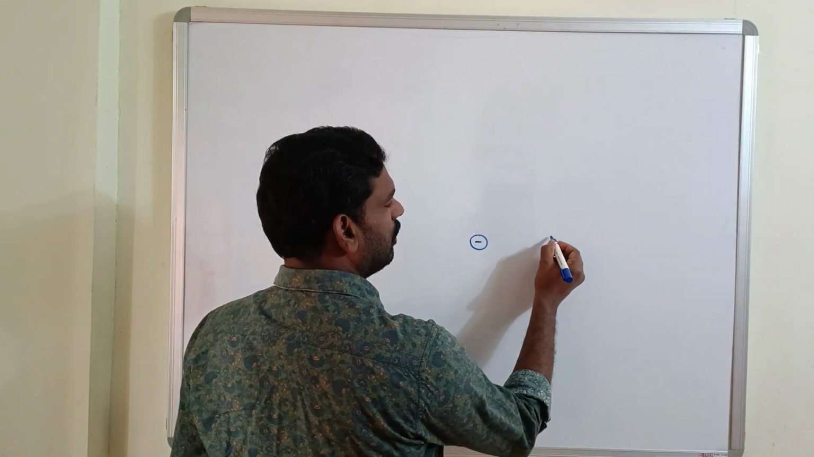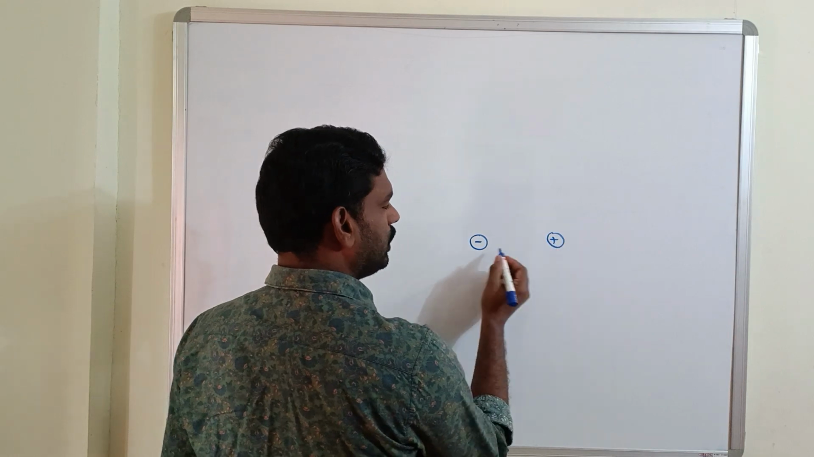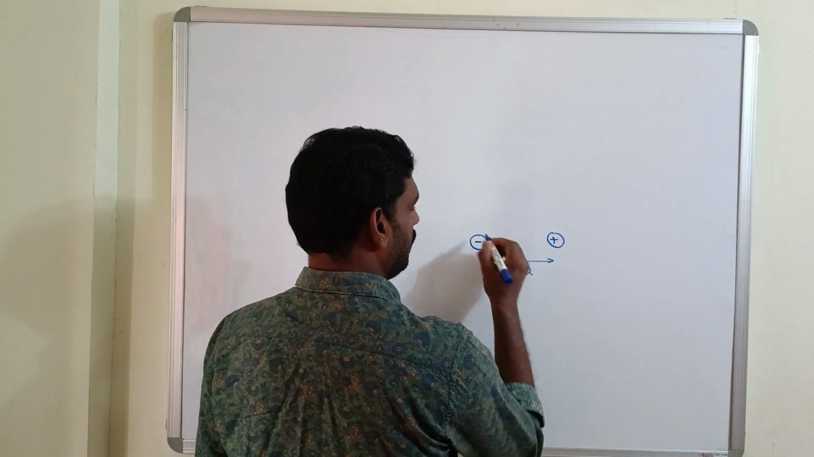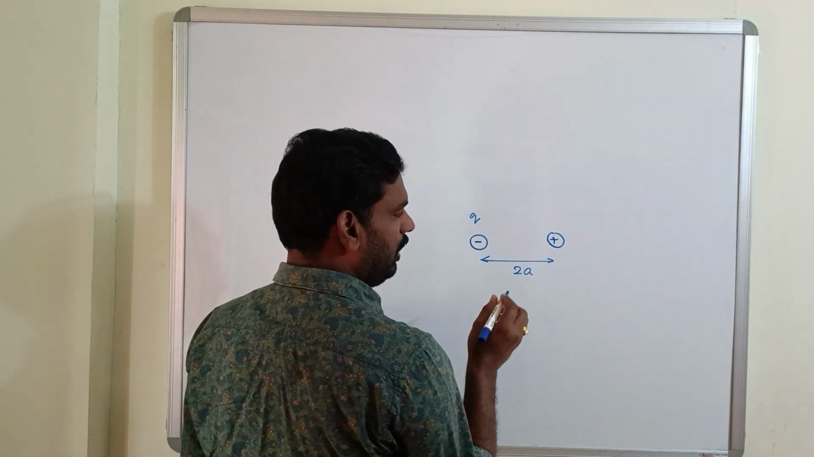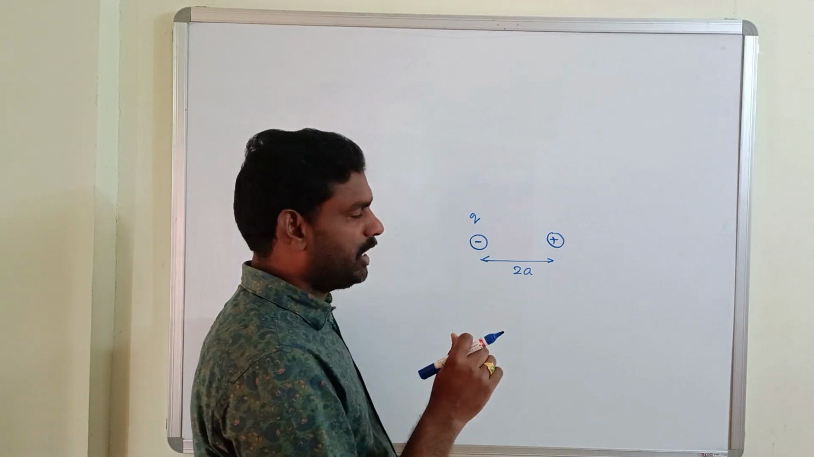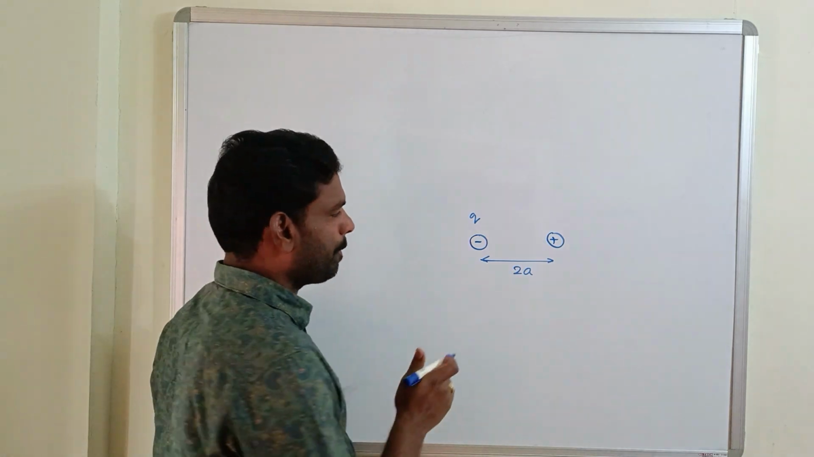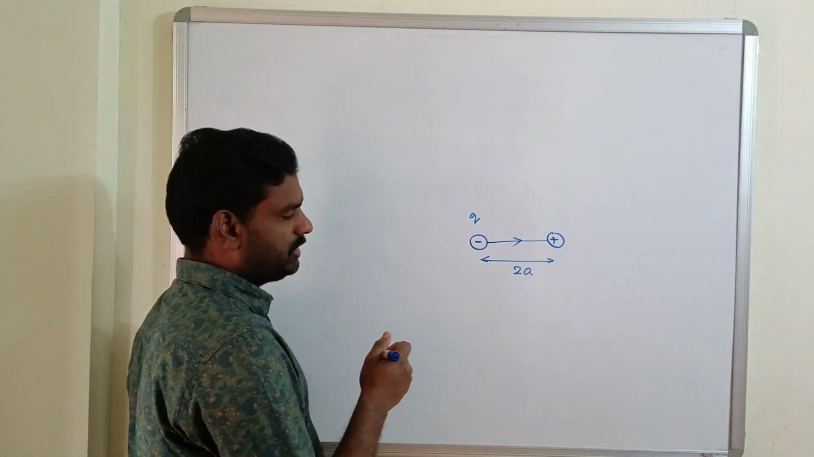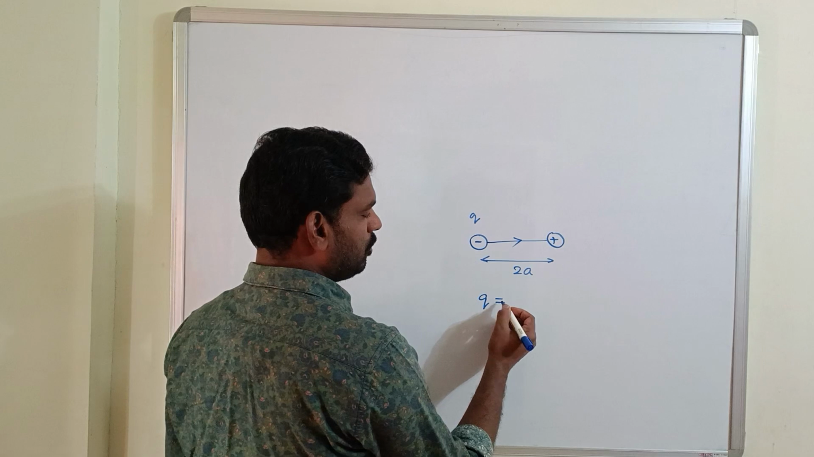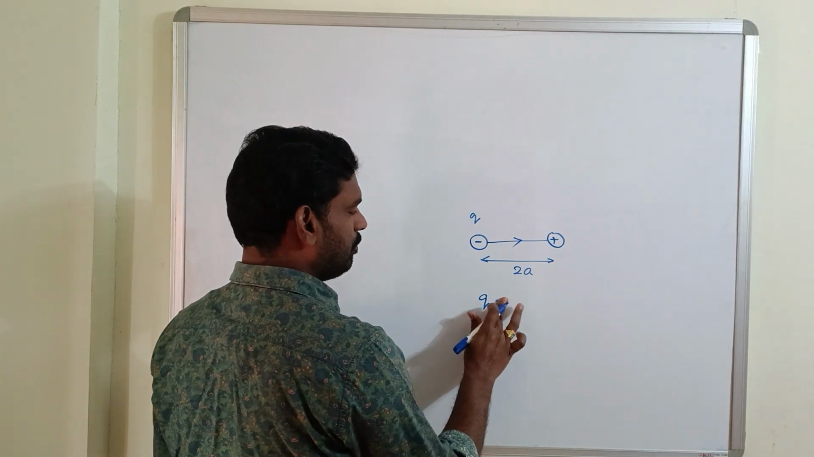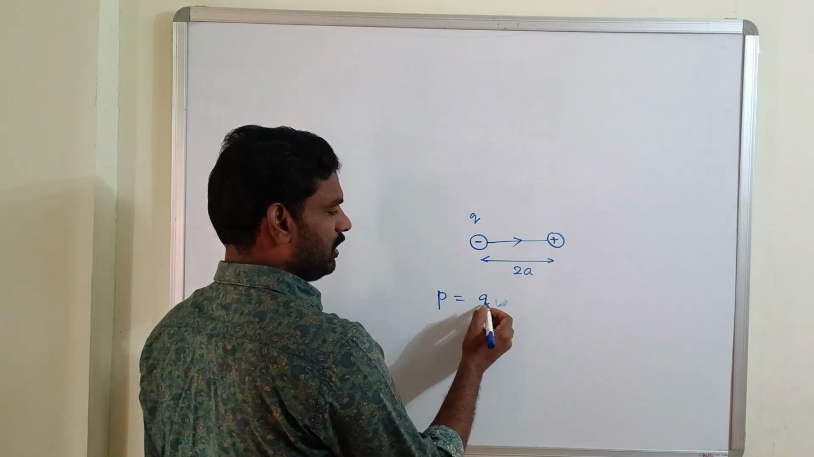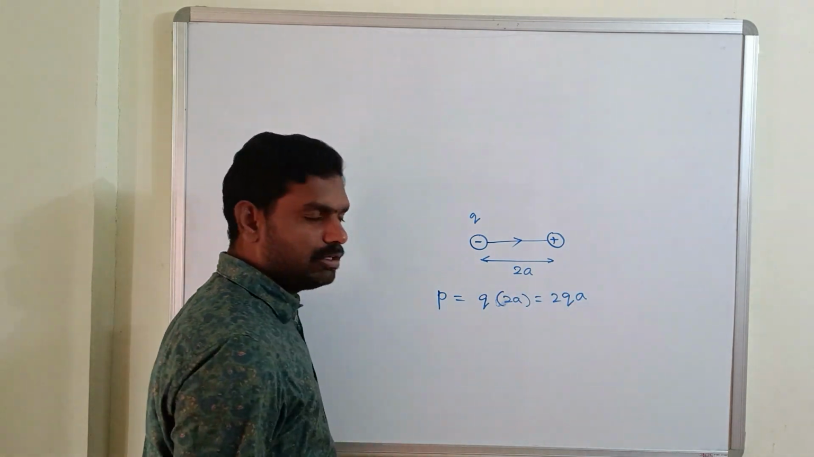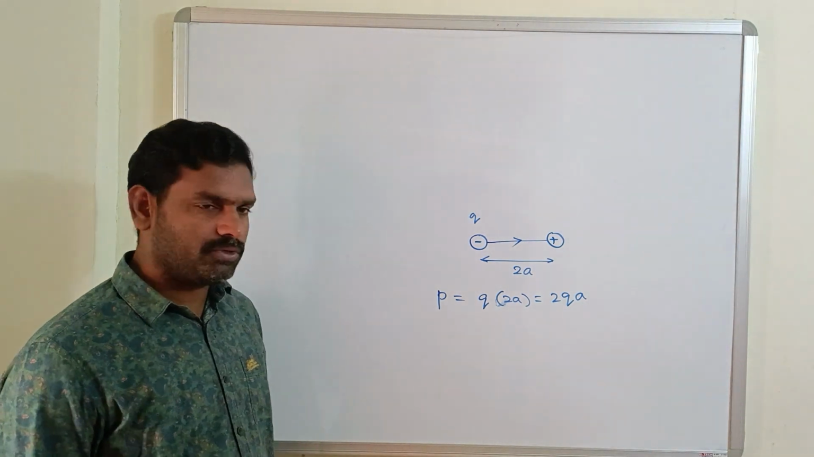A dipole has two equal and opposite charges separated by some distance 2a, where the charge is q. If the charges are separated like this, we call it a dipole. The dipole moment is always directed from the negative charge to the positive charge, and its magnitude is the charge q times the separation, that is 2qa. We have discussed this already.